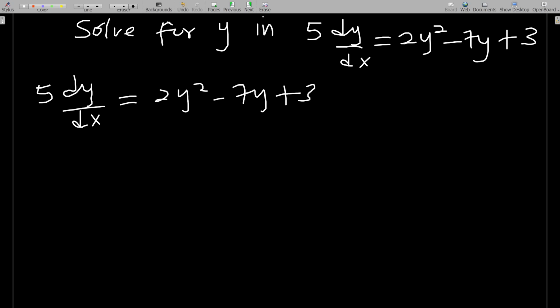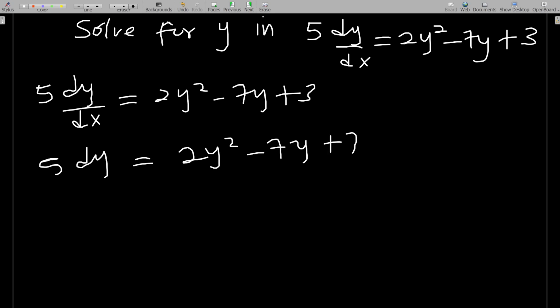So to do this, 5 dy, always try to make sure you multiply through by dx. So plus 3, then dx here. Now realize that there is no x in this, so I can divide through by the whole of that.